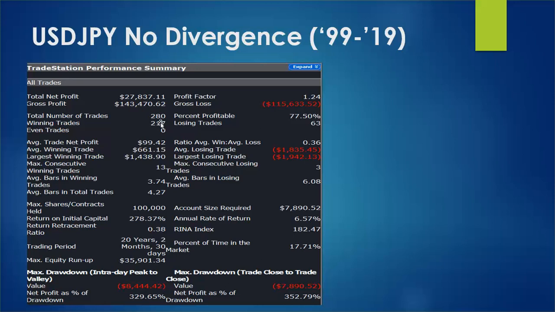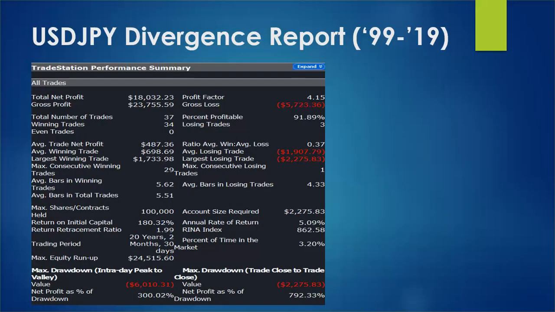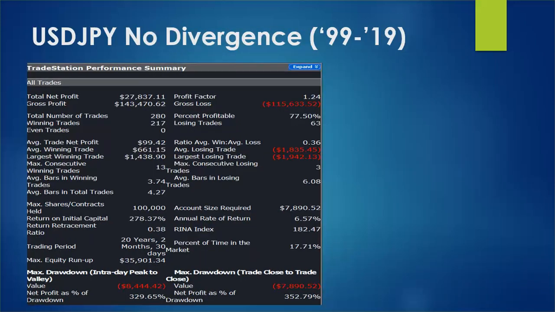Well, 280 trades instead of 37. That is a ton more trades, but that makes sense. It's a lot more action, though. Some people like that action. Way more profit, right? How much profit did we have before? Let's take a look. 18,000, 27,000. So we've upped it quite a bit. But we've also upped the drawdown intraday, and we've really upped the drawdown close to close.